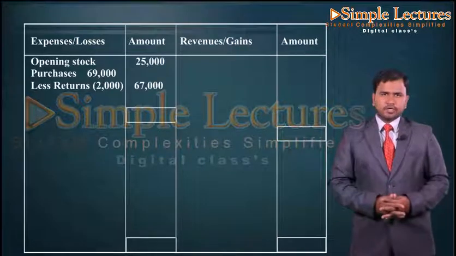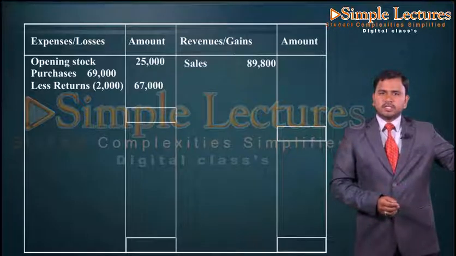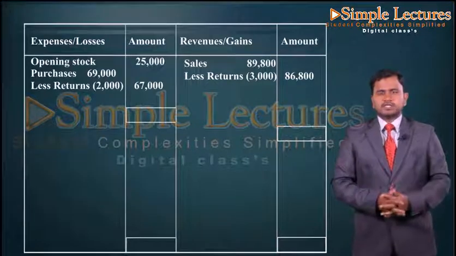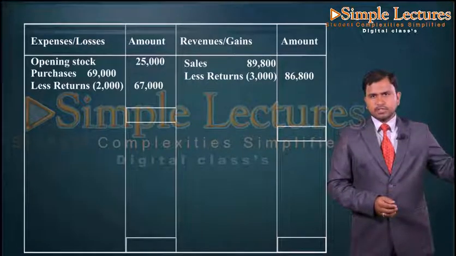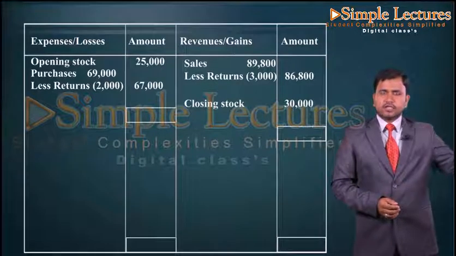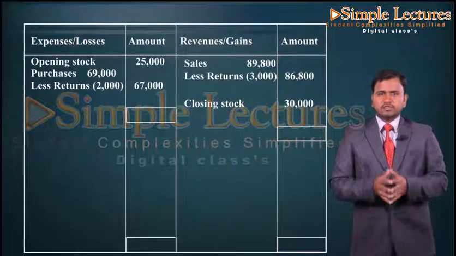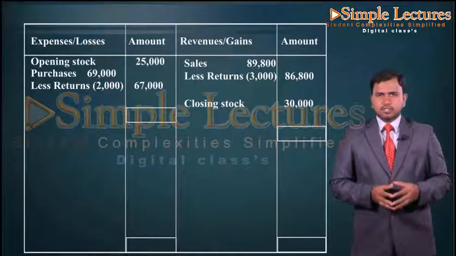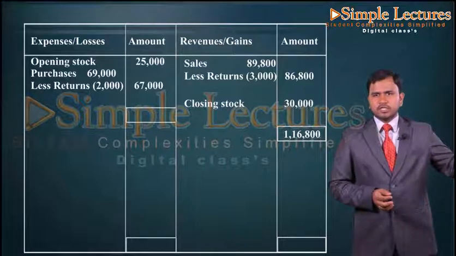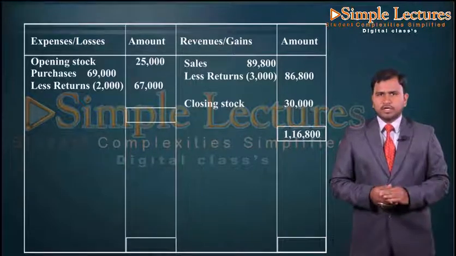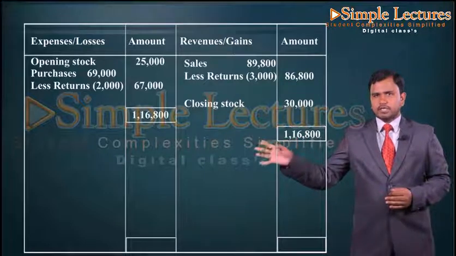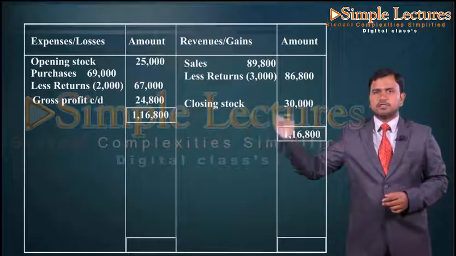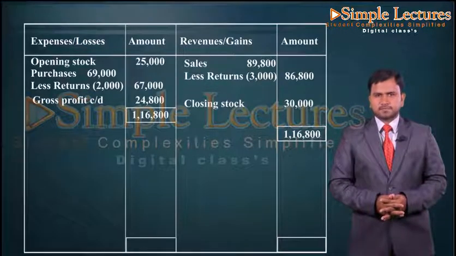Coming to the credit side, we are going to record sales 89,800 in the inner column, less returns 3,000, outer column 86,800. Then we have closing stock 30,000. Then we are going to close the trading account to find out the gross profit. So while closing the trading account, we have excess total on the credit side, which is 1,16,800. The same total will be recorded on the debit side, 1,16,800 minus the above entries.